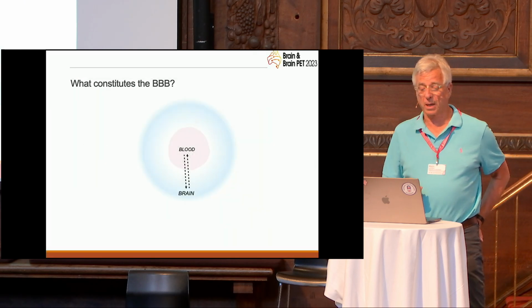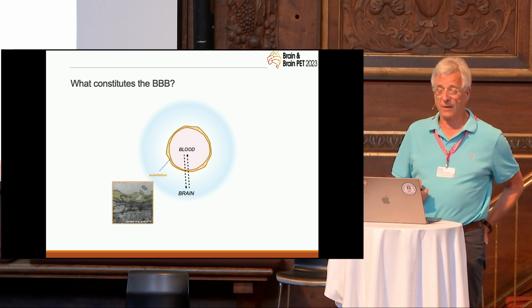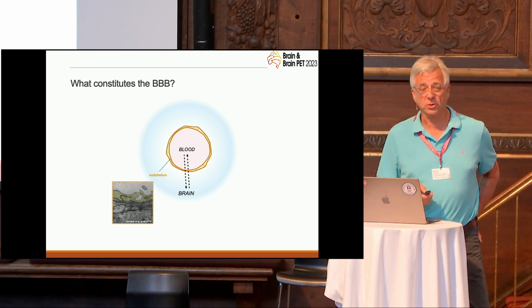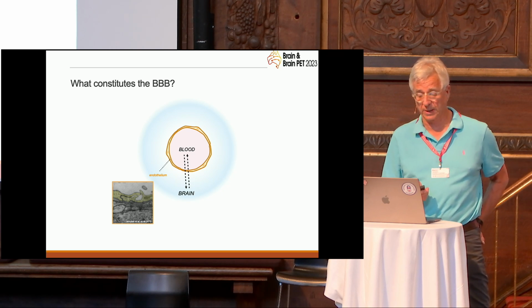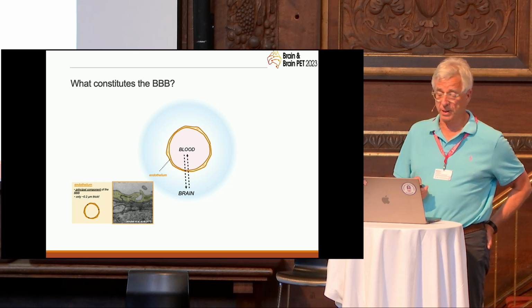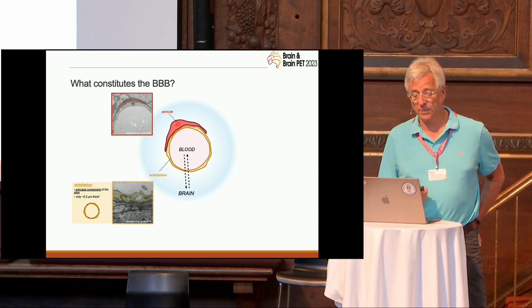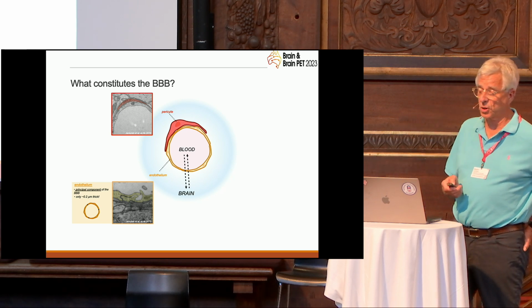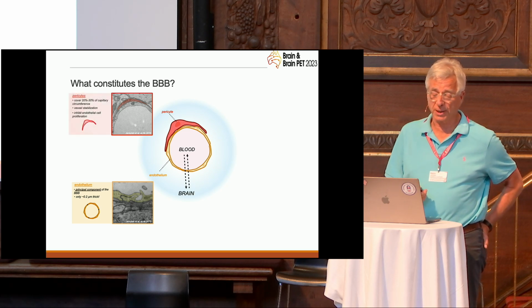The barrier consists of a lot of components. First of all, and this is what most people understand about the barrier, the tight junctions between endothelial cells. People think that that is the barrier and nothing else. Of course, this is a very important part of the barrier, but there are many other elements. Outside the blood vessel, we have pericytes, which are small vascular smooth muscle cells. These pericytes make a basement membrane.